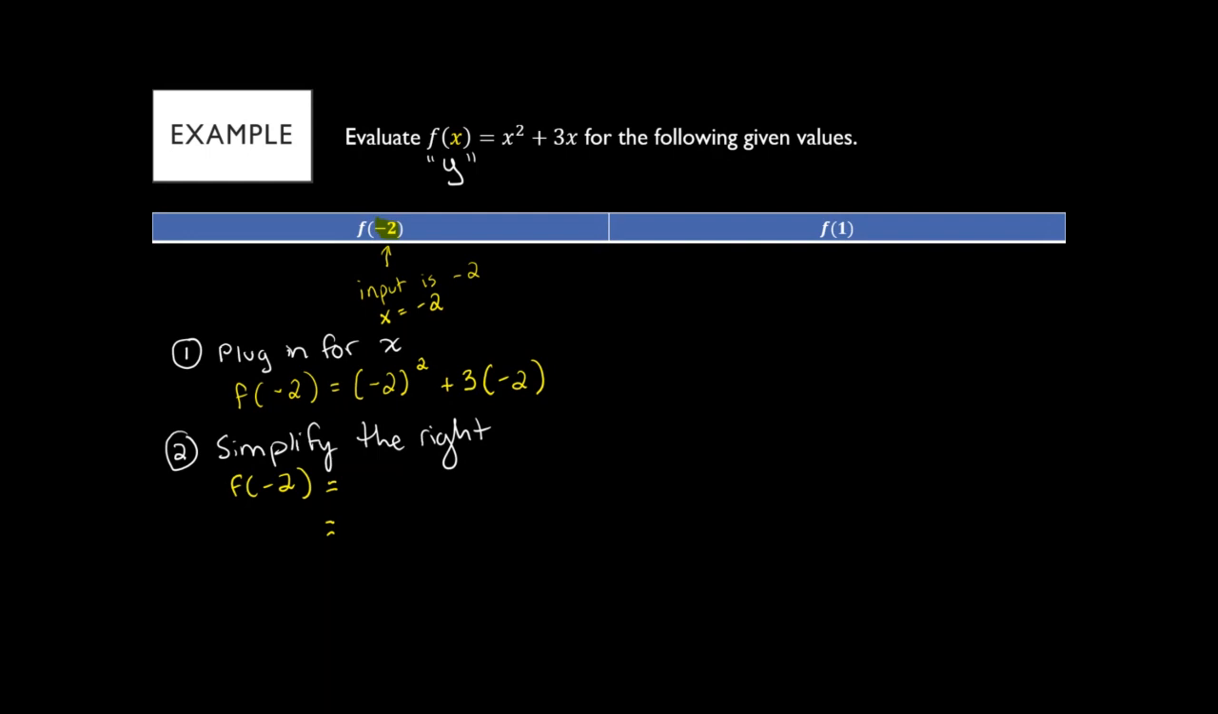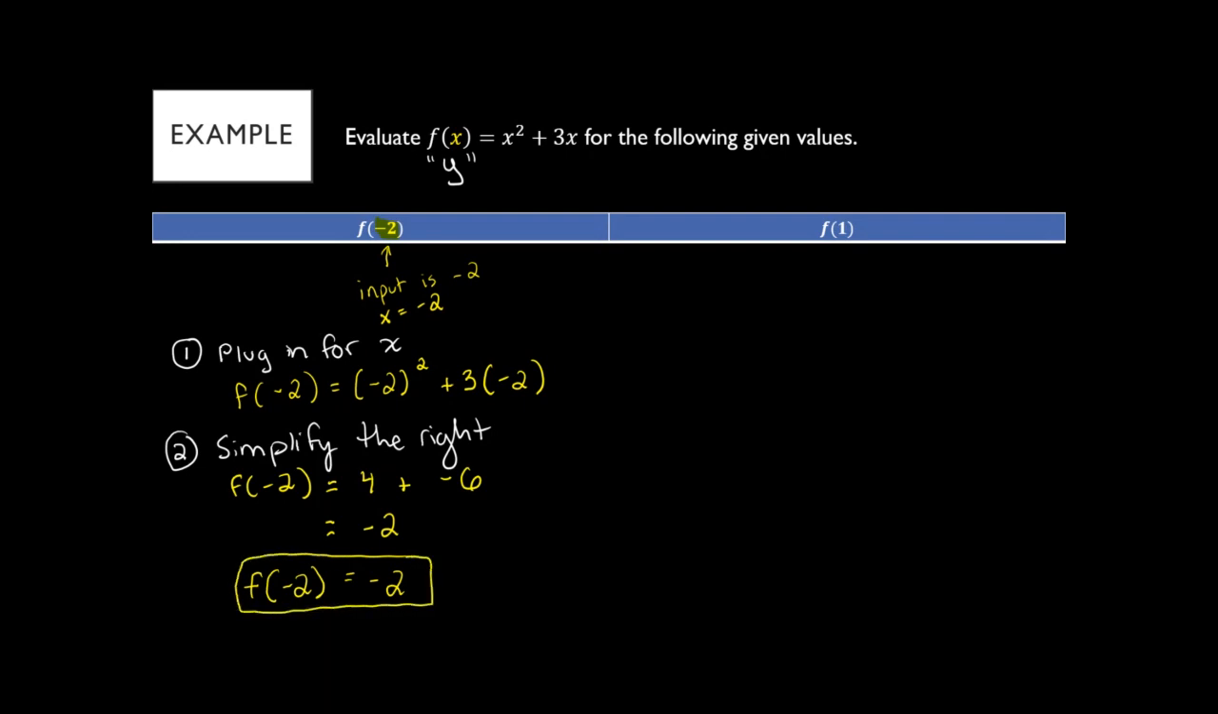So order of operations, the exponent comes before multiplication, but we can do those in the same step because they're separated by a plus. So -2 squared is 4, and then I have my plus, and then 3 times -2 is -6. And then we add 4 plus -6, and that gives us -2. So the way we write our answer is f of -2 equals -2.